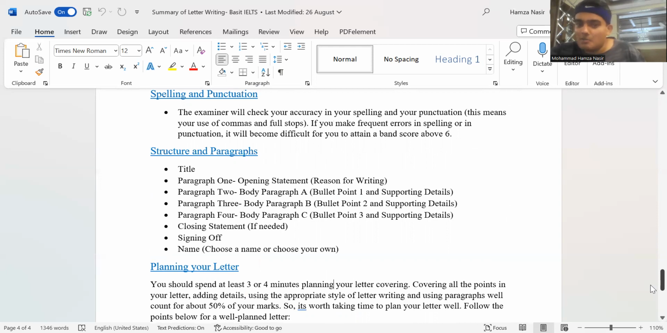Then paragraph 2 is the body paragraph in which you go into detail regarding bullet point 1 and supporting details. Then paragraph 3 is body paragraph B in which you talk about bullet point 2 and supporting details. The same goes for paragraph 4, the third body paragraph, in which the same drill is repeated with bullet point 3 and its respective supporting details.